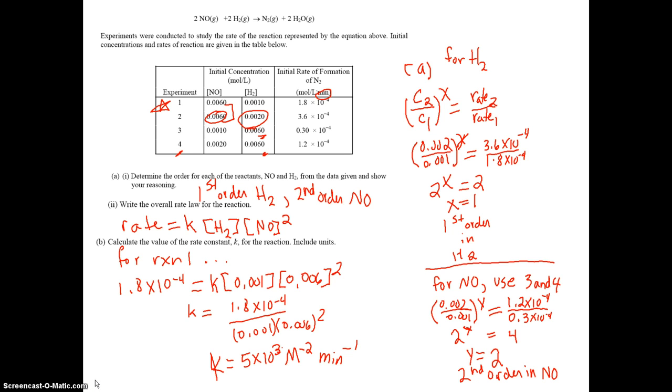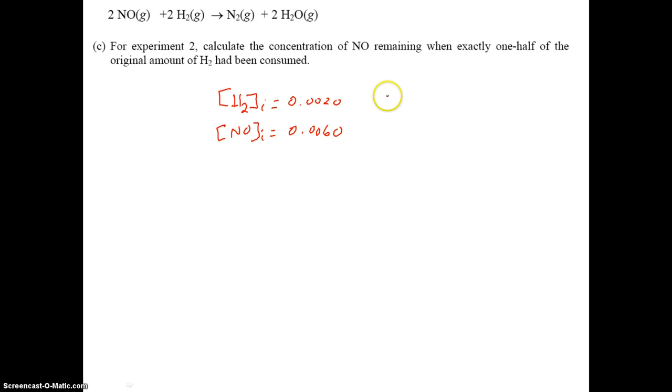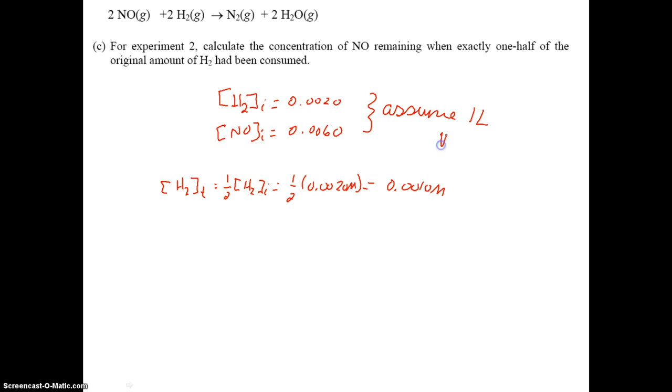It doesn't really say what size container we're in. It just says I have that much in a mole per liter. So what we're going to do is make the assumption that we have a 1 liter vessel. That's going to make me be able to treat all my molarities as concentrations. And so we'll go right here.